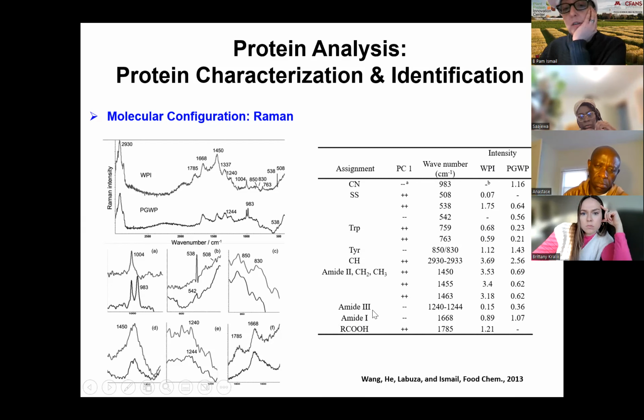We see changes in the amide 1 region. We see changes in amide 2 and amide 3. So it really tells us a lot about the functional groups of the protein and how they changed when the protein was glycated. It's very interesting information.